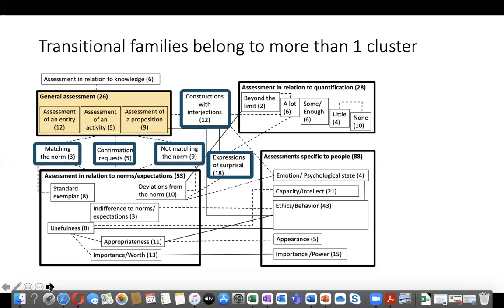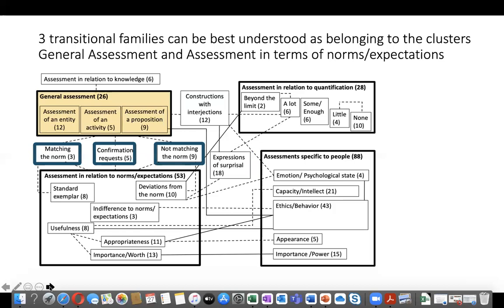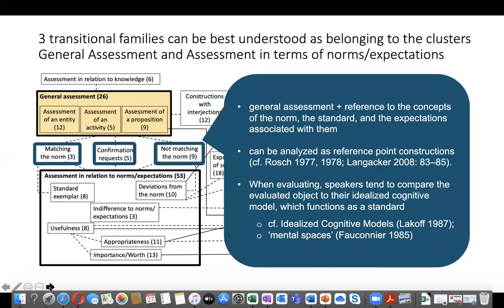Apart from families that belong to a single cluster, several families belong to more than one cluster at the same time. We call them transitional and represent by boxes placed outside the clusters. These families are connected by lines to those clusters where they belong. Let us take a close look at 3 families that can be best understood as belonging to both general assessment cluster and assessment in relation to norms and expectations.